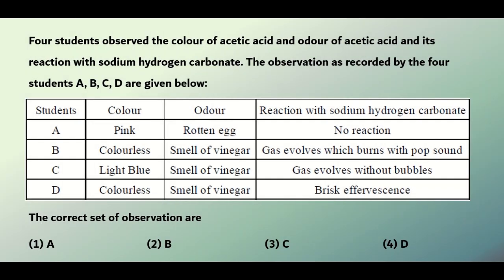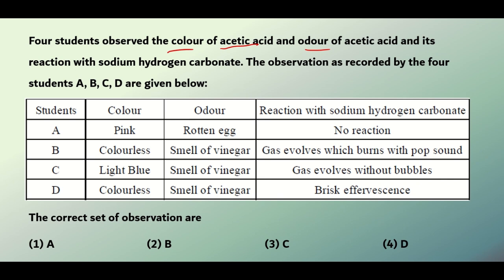Next question on chemistry. 4 students observed the color of acetic acid and the odor of acetic acid and its reaction with sodium hydrogen carbonate. The observations recorded by the 4 students A, B, C and D are given below. The correct set of observations are. Now for this, we have to understand acetic acid. We see that the 4 students observed its color, its odor and its reaction with sodium hydrogen carbonate.